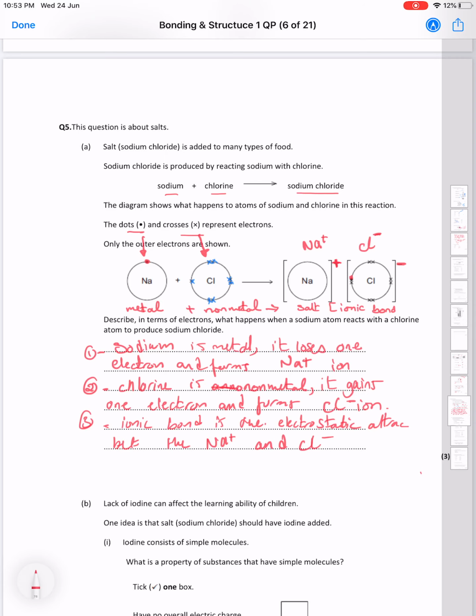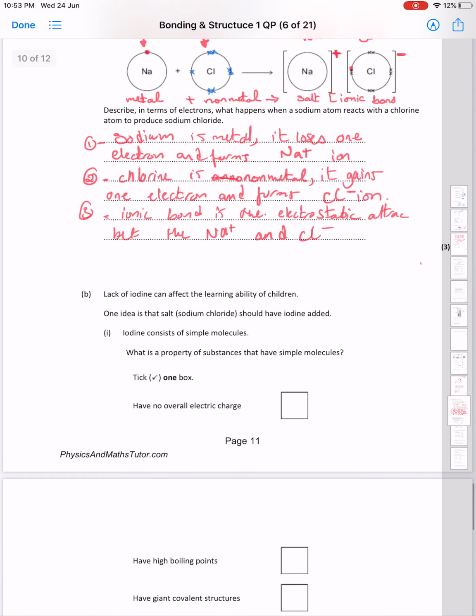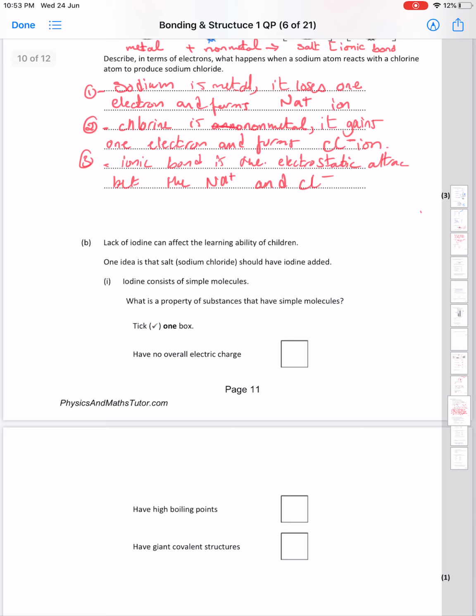Now moving to B. A lack of iodine can affect the learning abilities of children. One idea is that salt, sodium chloride, should have some iodine added. Iodine consists of simple molecules. What's the property of a simple molecule? If I want to draw the iodine, I2, it's composed of 2 atoms of iodine. They are sharing 1 covalent bond, and since they're both the same kind of atom, there are no ions. That means there is no overall charge. That's the one that I'm going to choose. There is no overall charge.